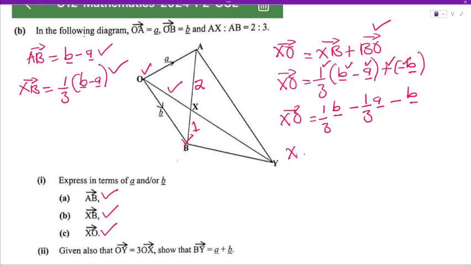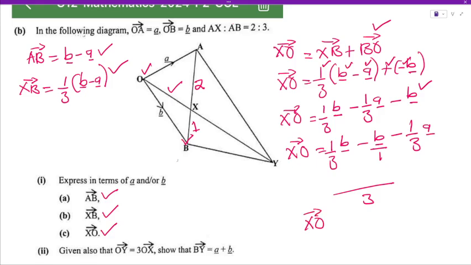So we can group the like terms. Vector xo is equal to 1 over 3 vector b grouped with negative vector b over 1, so that we come up with a common denominator. By now we are okay with these values; we did a lot of these solutions in lesson 1. Once we've done that, we can divide. 3 divided by 3 is 1, 1 times vector b is just vector b. Bring down that sign.